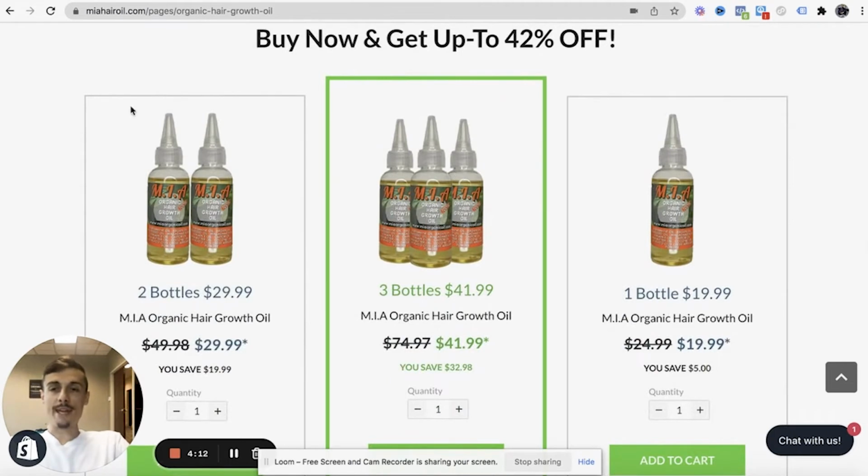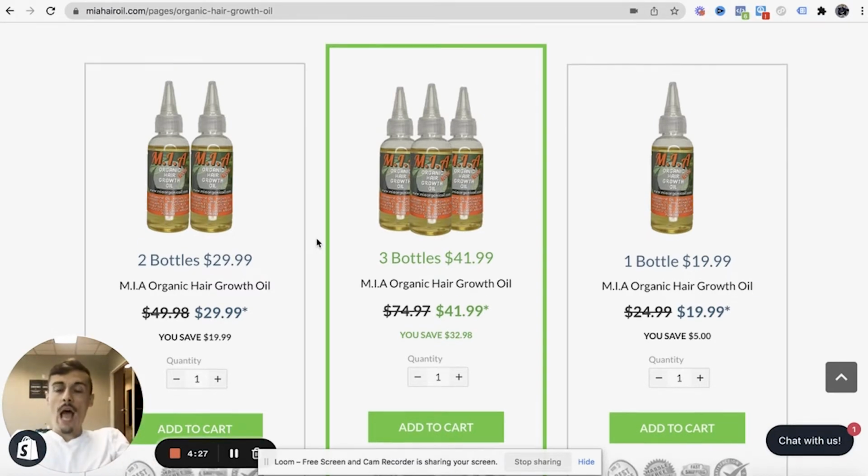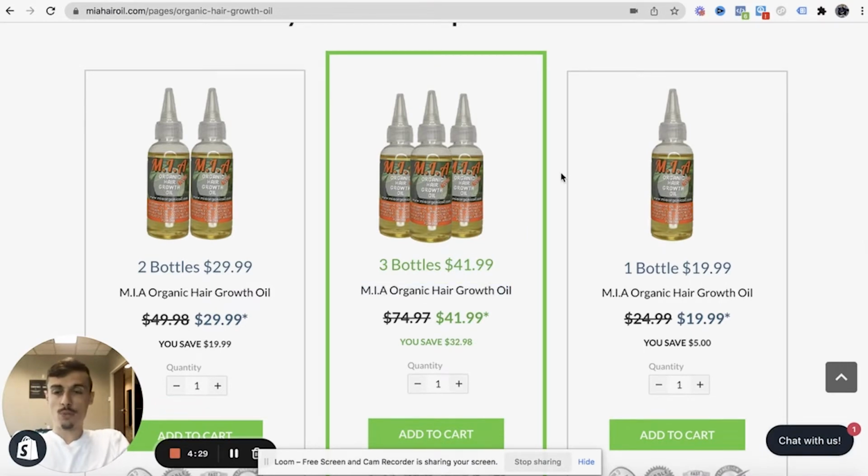And this is where the AOV increases. The first thing that they're going to see here, and we push this, is on mobile, the first bundle that they see is the 3 bottles. Because now we want them to think, oh my God, I can get 3 bottles for $41. Like 1 bottle is just $19.99. I want them to see the 3-bottle bundle first, so when they're scrolling on mobile, they're going to see the 3-bottle bundle first. And that's where the AOV booster comes from.